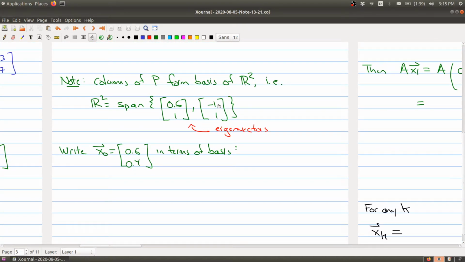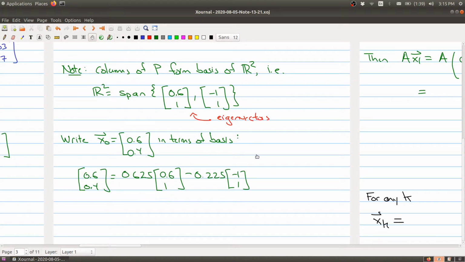Now, because this is a basis, we can take our initial vector, which is our initial proportion of the number of people on Earth and on Mars, and write it in terms of our basis. I've done the hard work already. It turns out to be 0.625 times our first basis element minus 0.25 times our second basis element. So we've taken our vector and written it as a linear combination of eigenvectors of our matrix. This is going to be important for the next step.